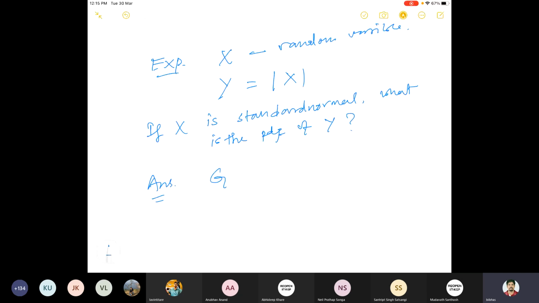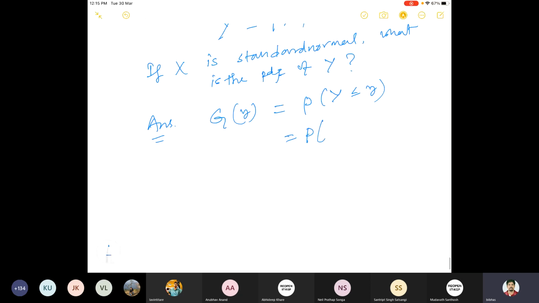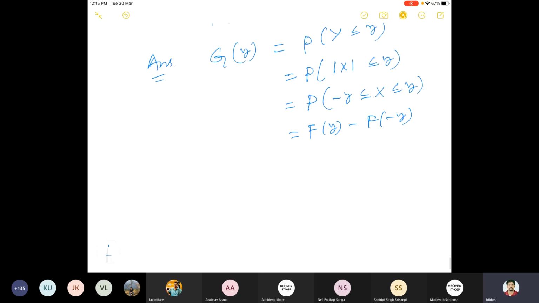Okay, so if I use the technique, the probability distribution function will be probability of Y less than or equal to small y, which means probability of mod X less than or equal to small y, and so this will be probability of minus y less than or equal to capital X less than or equal to small y, and this will be nothing but F(y) minus F(minus y). Now if we take the derivative, then upon differentiation, g(y) will be f(y), the PDF, plus f(minus y).